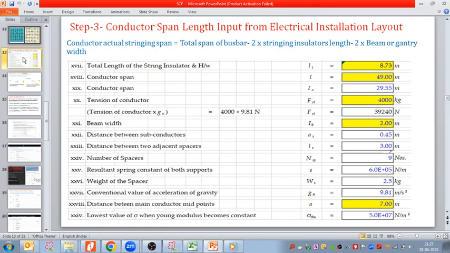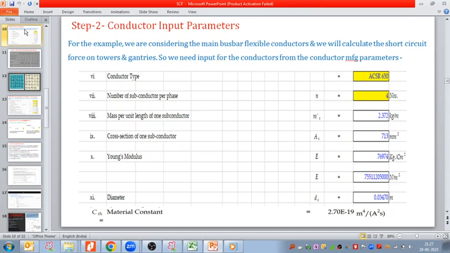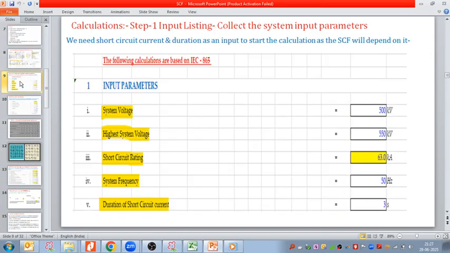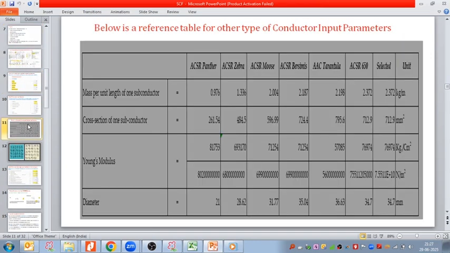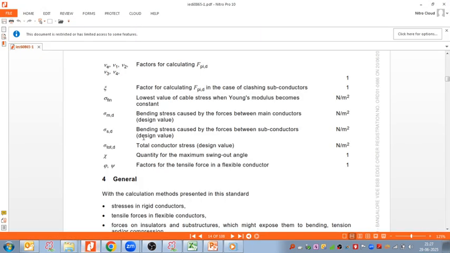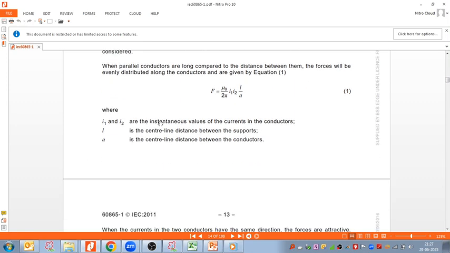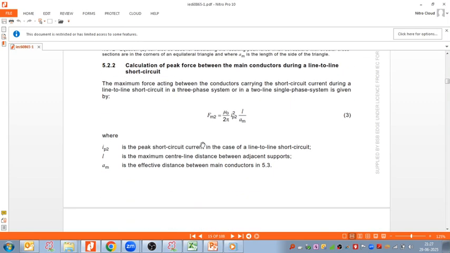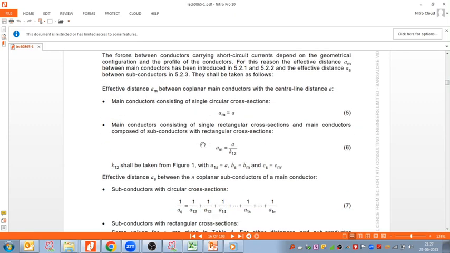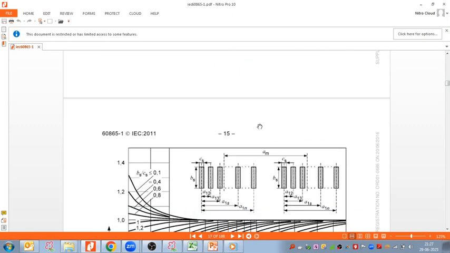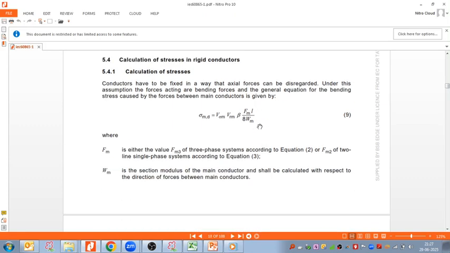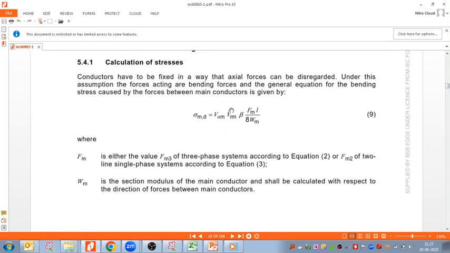What I was discussing was the conductor manufacturing parameters. Now, the second thing is that in the calculations we are using many Greek symbols. All the calculations use Greek symbols. If you see here, mu naught. Most of the time, the maximum number of symbols that we use are Greek symbols or Greek letters. You can see all the Greek letters coming over here.